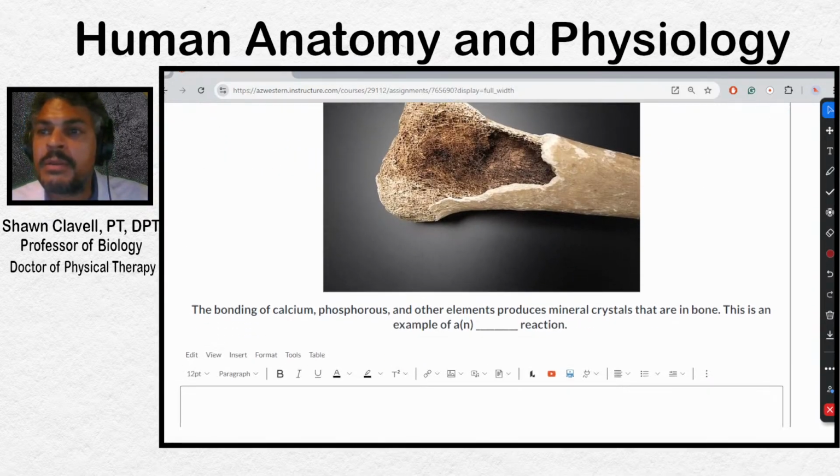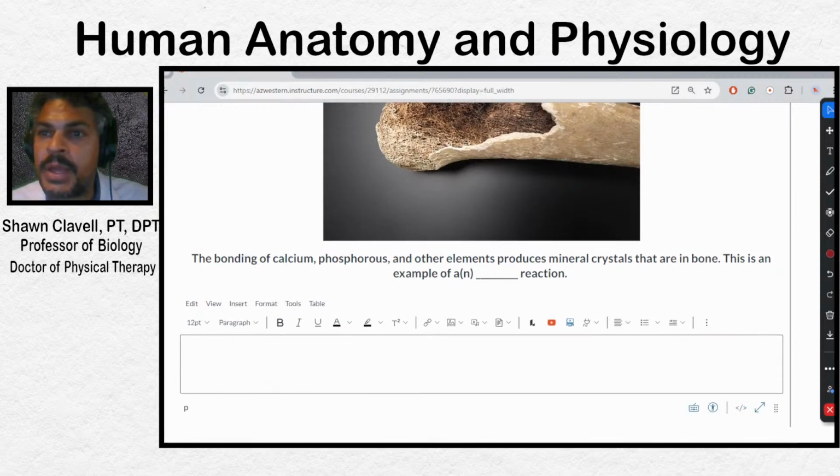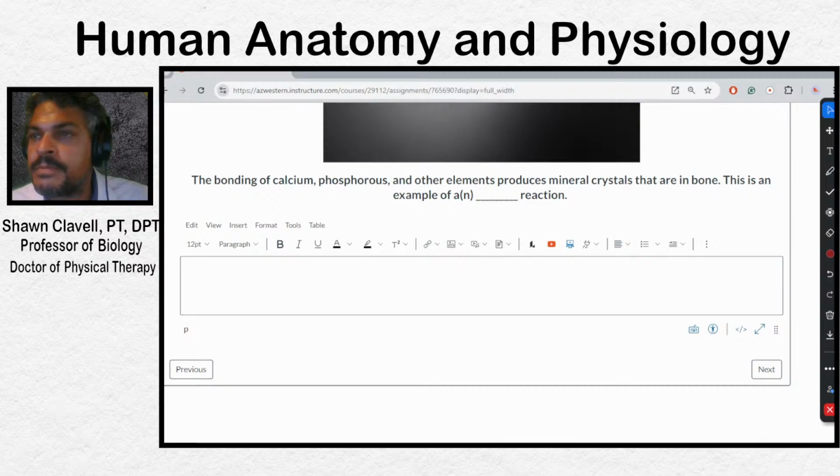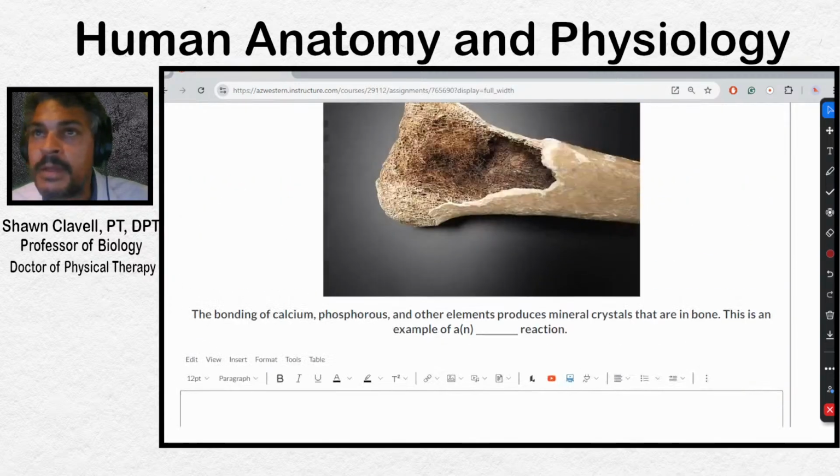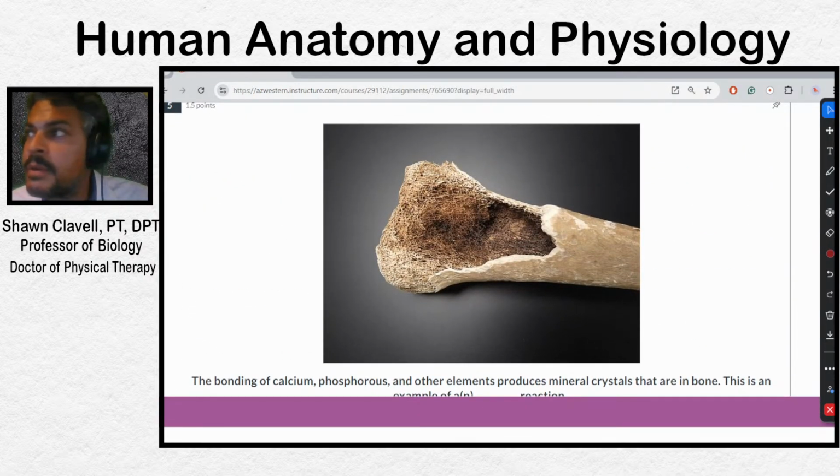The bonding of calcium, phosphorus, and other elements produces mineral crystals that are in bone. This is an example of a blank reaction. Bonding of calcium, phosphorus, and other elements produces mineral crystals that are in bone, a blank reaction. I think that's 5. That is 5. Let's wrap that up there.